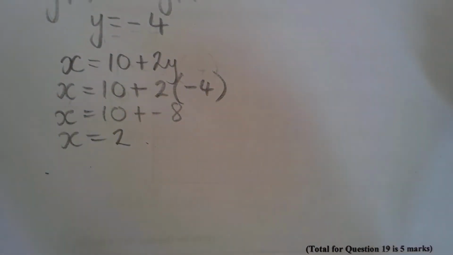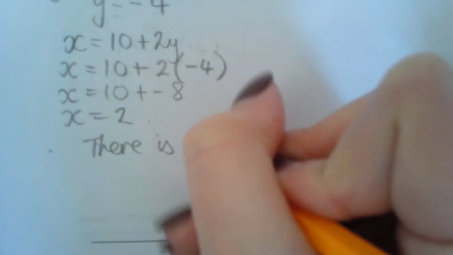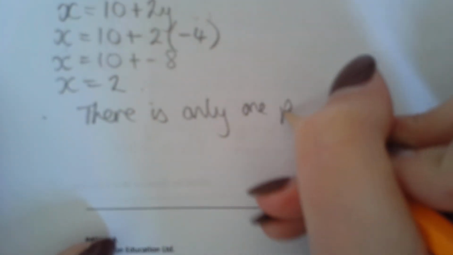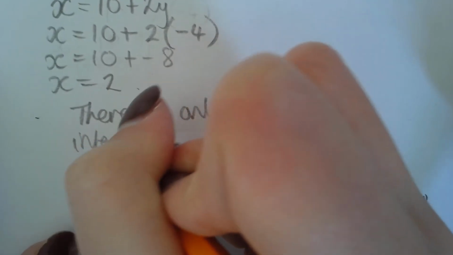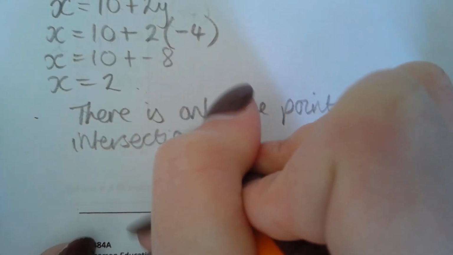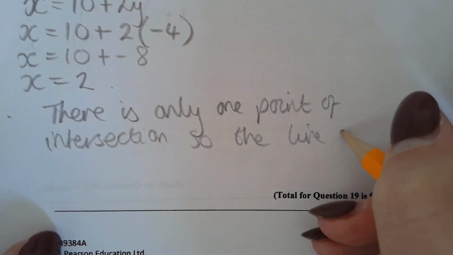So we're just going to write that in a statement, really. We're just going to say that there is only one point of intersection. So the line must be a tangent.